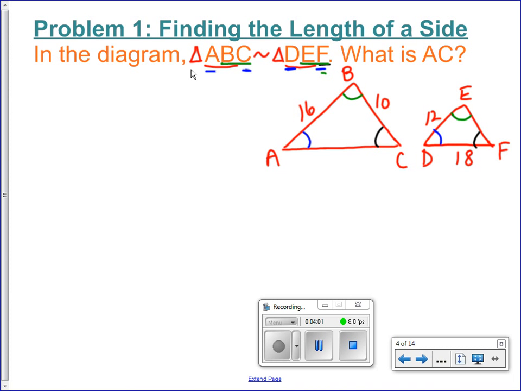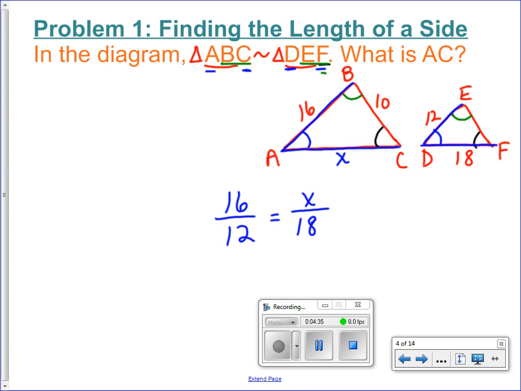Okay, first of all, we know that AB is similar to DE. So let's set up the ratio of the lengths, which would be 16 to 12. We're going to just call AC X for our variable. And so we also know that AC is proportional to DF. So that's X over 18.